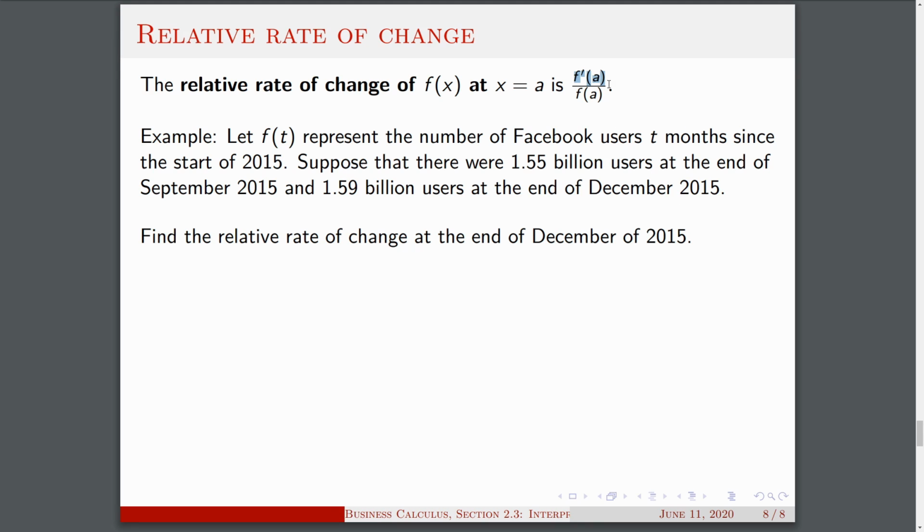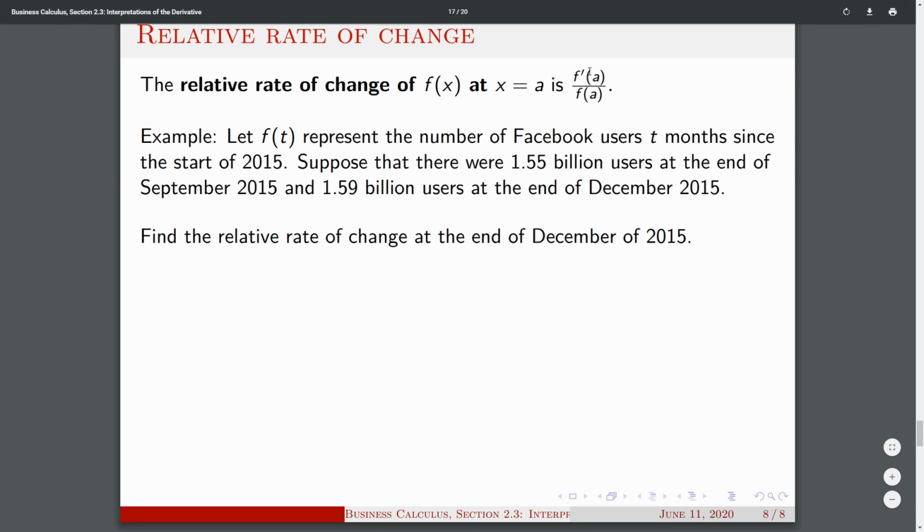So we know we're going to use this formula here, f prime over f. What's a going to be? Well, a is an x value. In this case, we're talking about the end of December 2015. So t is defined as months since the start of 2015. So if I'm at the end of 2015, I've elapsed 12 months, right? If I'm at the end. All right, so I've got that. A is going to be 12. So let's first find both of these. Let's find f of 12 and f prime of 12.